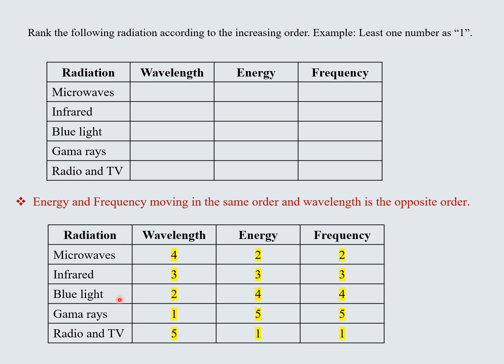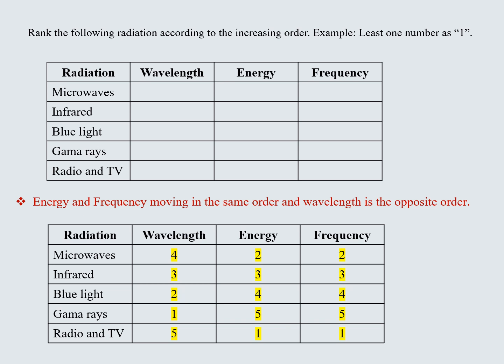The next highest energy is blue light in the visible portion of the spectrum, and then blue light has the next lowest wavelength. Then the infrared region, the microwave region, and finally the largest wavelength is in radio and TV waves, which have the lowest frequency and lowest energy.